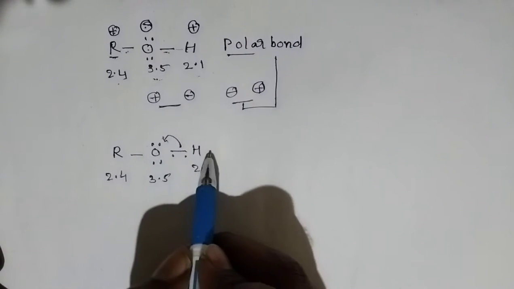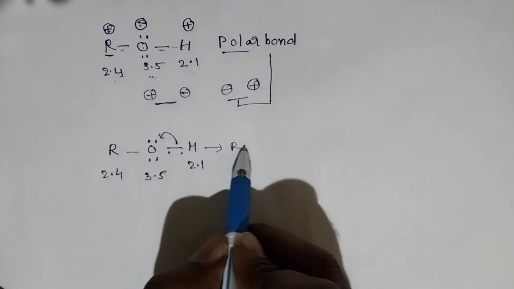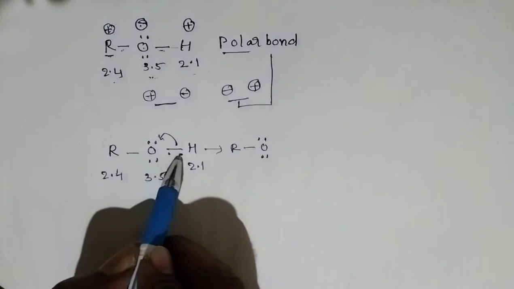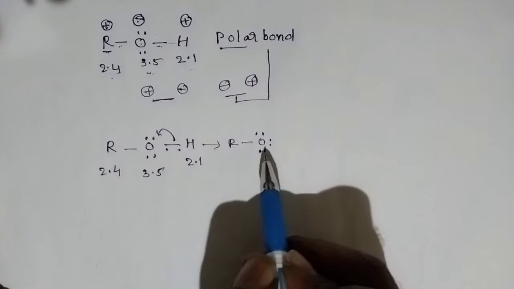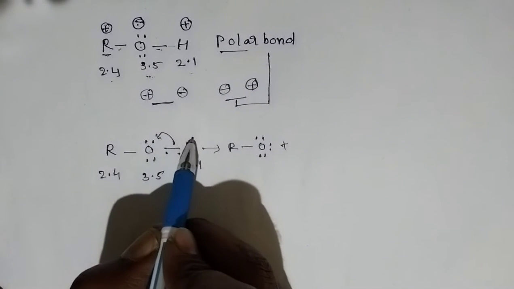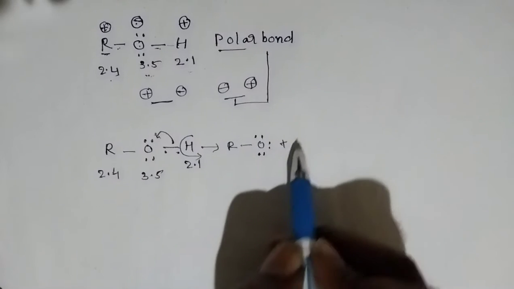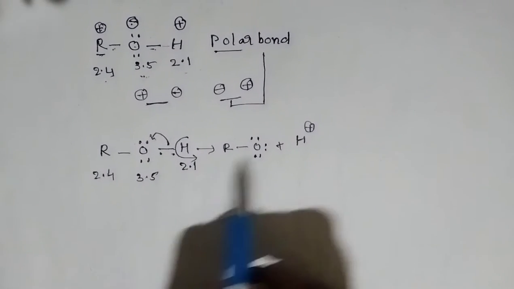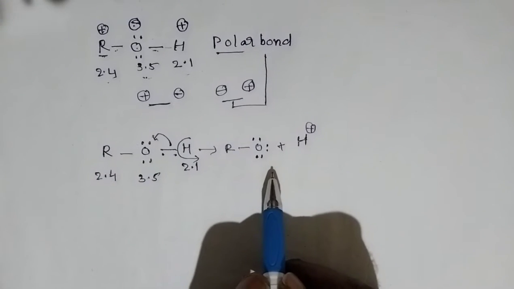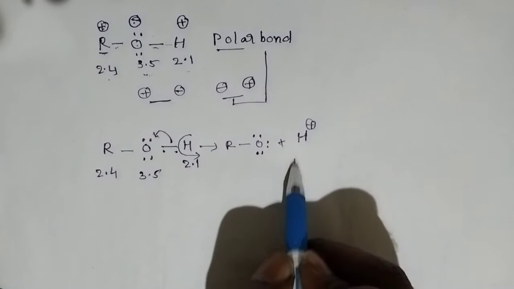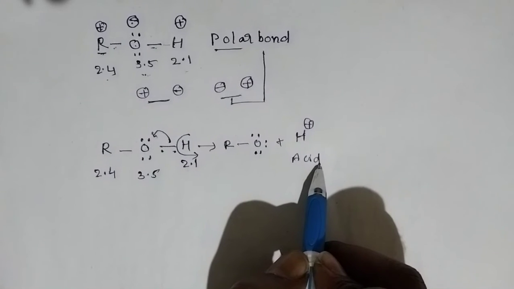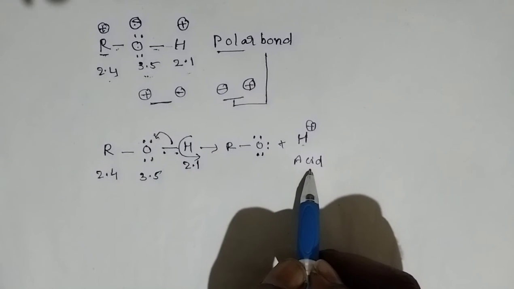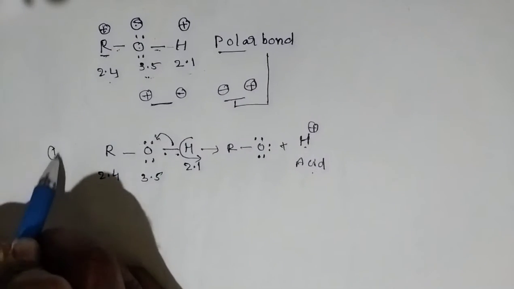When these electrons are attracted, the oxygen, which already has two lone pairs of electrons, receives two more electrons from the hydrogen bond, and it converts into 6 electrons. Then this hydrogen atom is released as an H plus ion. According to Arrhenius theory, any substance which donates H plus ions is known as an acid. This H plus ion shows acidic property. The more H plus ions, the more acidic. This is the first point.